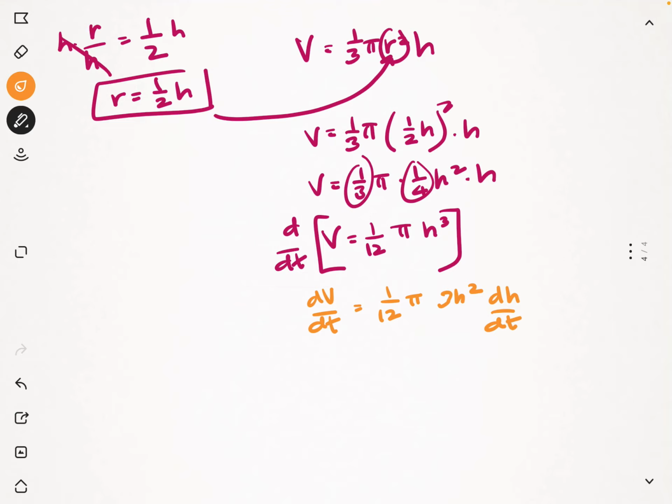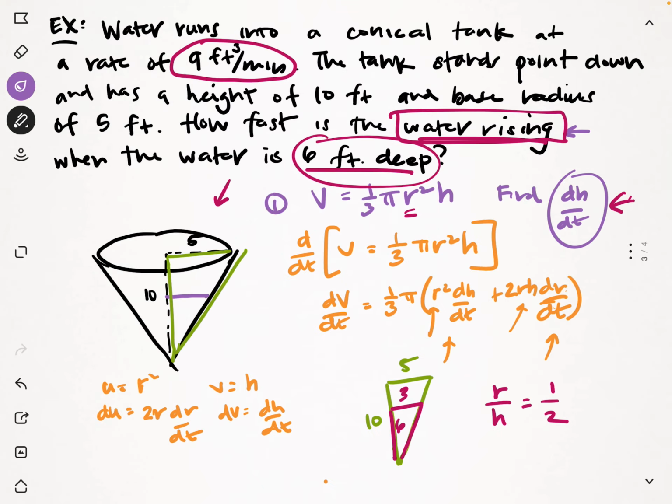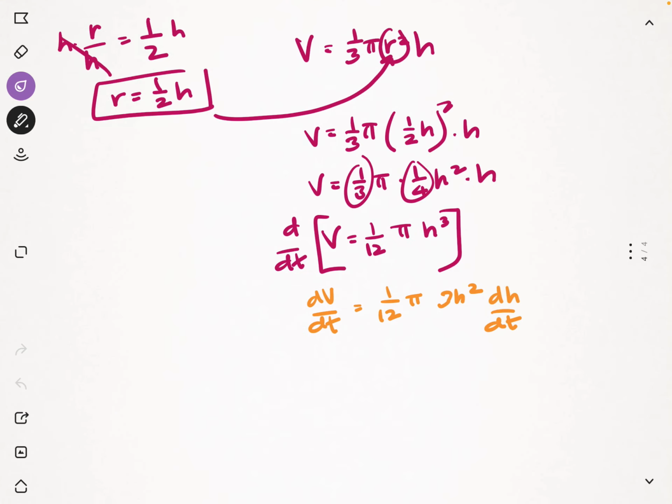Now that it's set up properly, we're just going to plug in our information that we know. We said that the volume of the tank is changing at 9 cubic feet per minute. So this is going to be 9. And we have 1/12 pi. Then we have 3 times, remember the h here is at 6 feet. So we don't want to plug in the 10. That's the total height of the cone, but we're only looking at it when it's at 6 feet. So we're going to plug in our 6 for our h. And then we have dh dt, which is what we're trying to solve for.